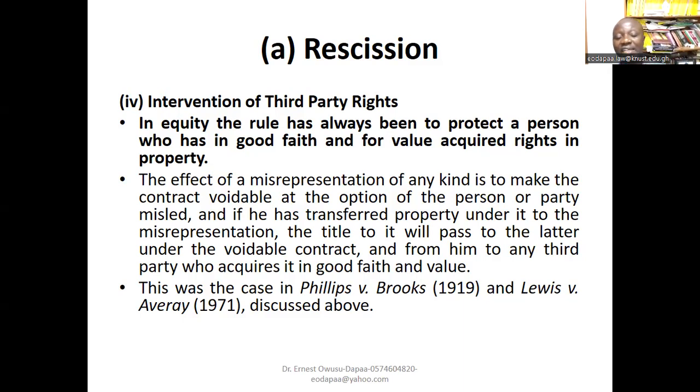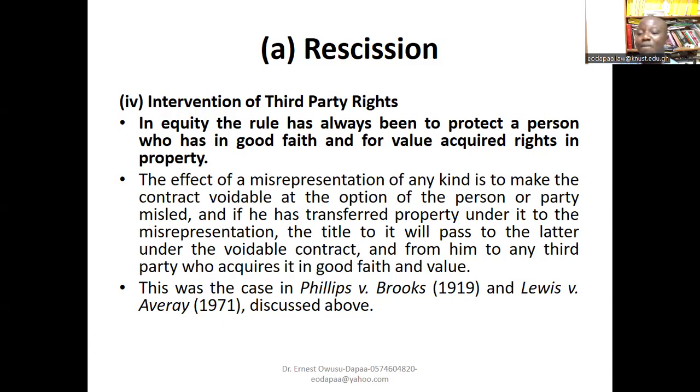So where a third party has acquired rights in a contract which was vitiated by misrepresentation, despite the fact that the misrepresentation can be made out, because of the intervention of third-party rights, a party who was not aware that the contract was vitiated and has gone ahead to give valuable consideration, acquire value under that contract, which is otherwise vitiated by misrepresentation, he is innocent, and equity will protect such a person.